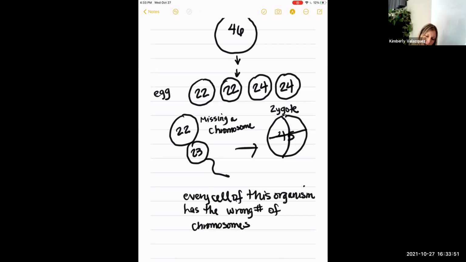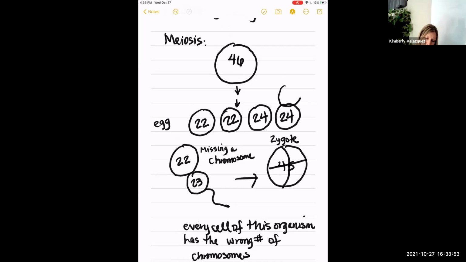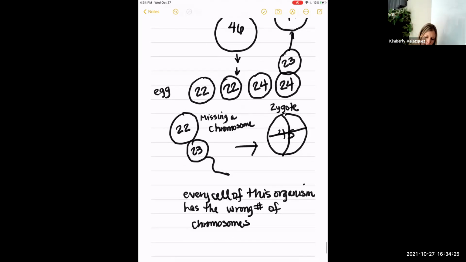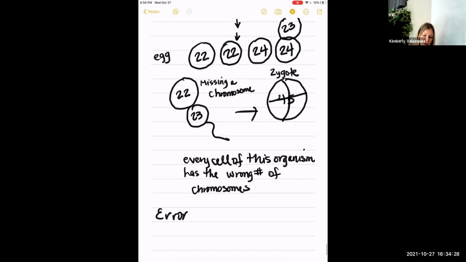Obviously, the egg with too much DNA, if that was fertilized by a sperm with 23, is going to lead to a zygote with 47. And this one has too many chromosomes. It has an extra. I'm going to show you a karyotype in a minute that shows an extra chromosome number 21. And having an extra chromosome in every cell of your whole body is devastating. So an error in meiosis is a big deal.